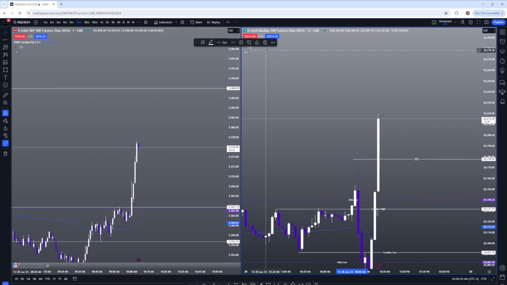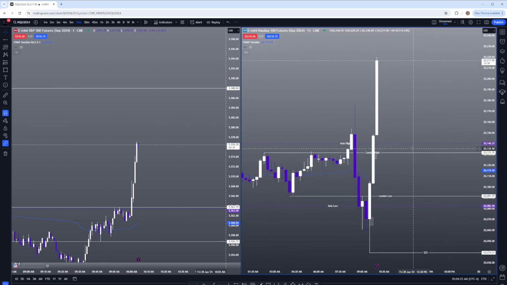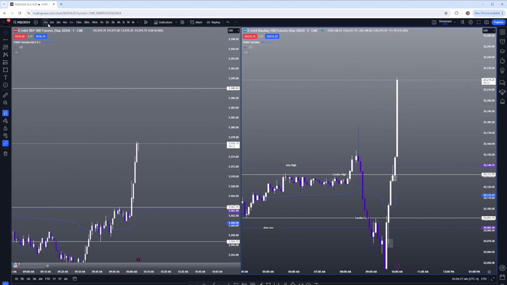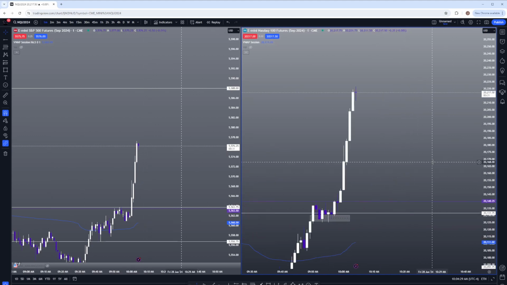So we've taken out that level. We are creating a bullish breaker here. And we're not having any pullback right now. There's absolutely no pullback.